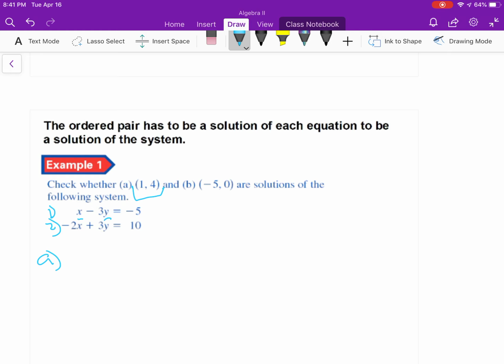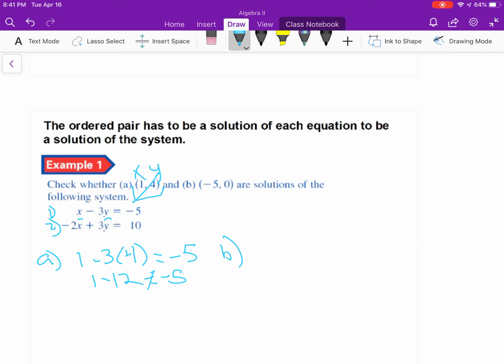In A, I'm going to put in an x and a y. In the top equation, I put 1 minus 3 times 4. That's supposed to work out to be -5, but 1 minus 12 is -11. That's definitely not -5, so (1, 4) is not the solution to the system.